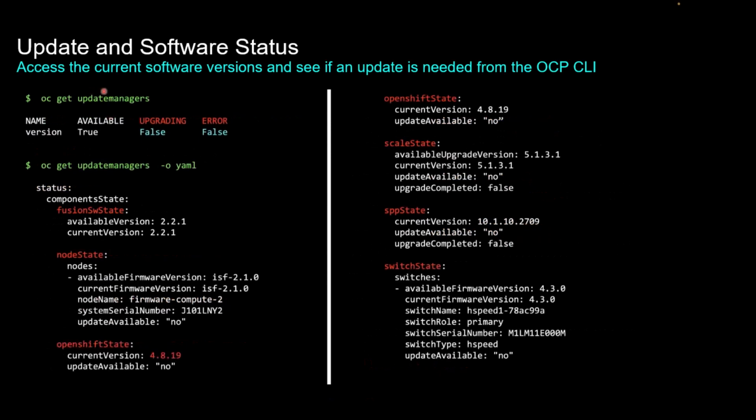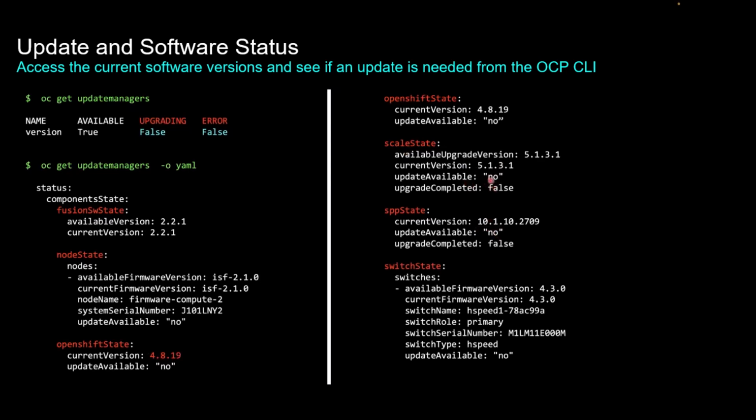So we have an update manager, which is an OpenShift operator that's dealing with the updates of the whole stack. If you get into the details of the update manager, you see not only the firmware version, right? There's the Fusion software state, which is the Fusion operator. There is the node state. So for each and every node, you see what firmware version each node has. You see the OpenShift version. Here's the Spectrum Scale version installed, the Spectrum Protect Plus version installed, and you see if there's an update available or not.